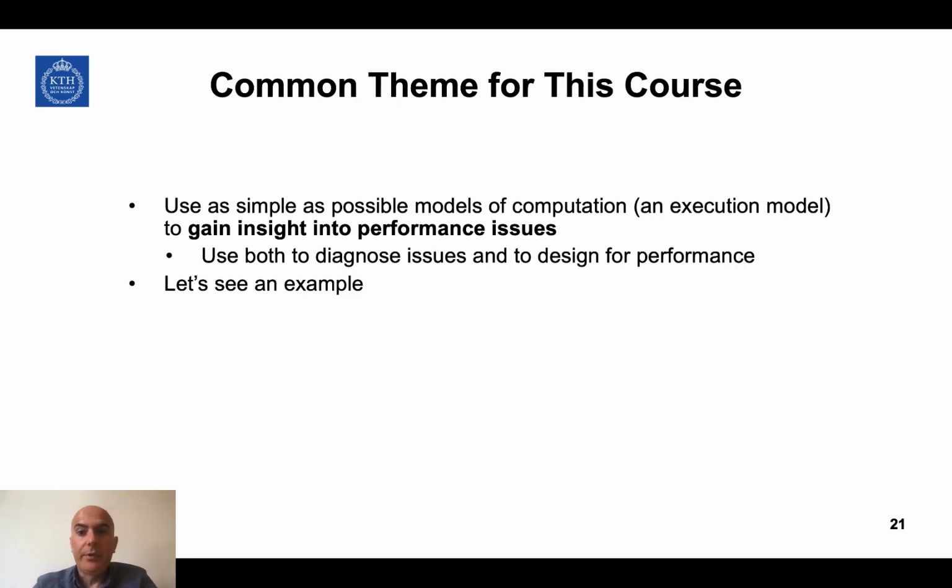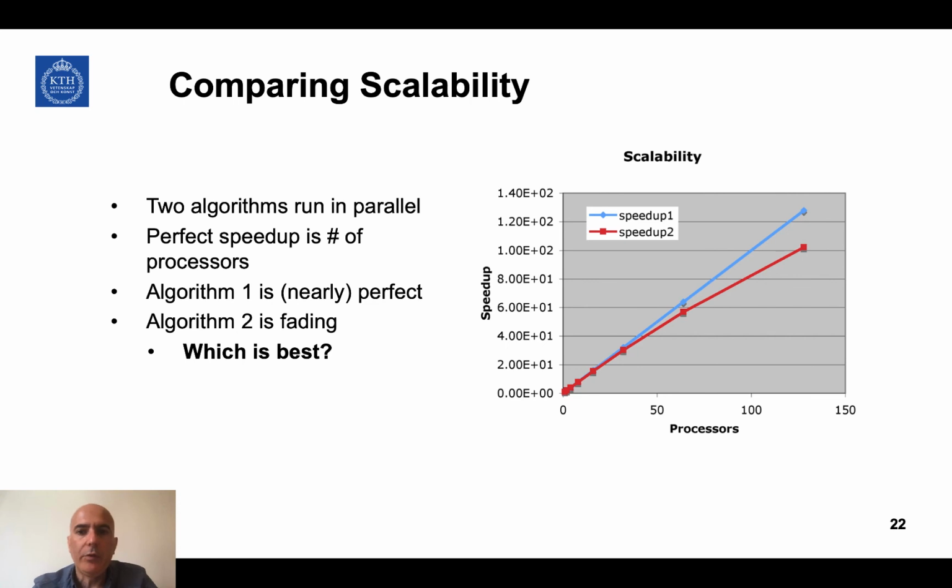So the common theme for this course is to use as simple as possible models of computation to gain insight into performance issues. This insight on expected performance can give a tool both to diagnose issues and to design, that is, optimize the performance of our code. So let's see an example. We have two codes here. One is a code that we call blue, and then we have a code that is red.